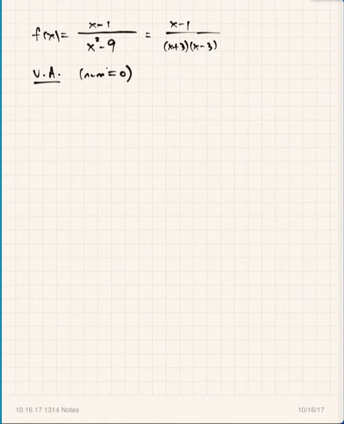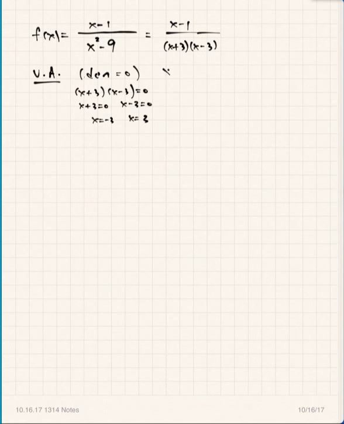Numerator is equal to 0. Oh wow, it would be nice if I said it right. It's where the denominator is equal to 0. That's better. So where the denominator is equal to 0, you'd have x plus 3 times x minus 3 equals 0. You have two factors here, and you end up with negative 3 and 3. Those are our vertical asymptotes at negative 3 and at 3. Two vertical asymptotes in this problem.